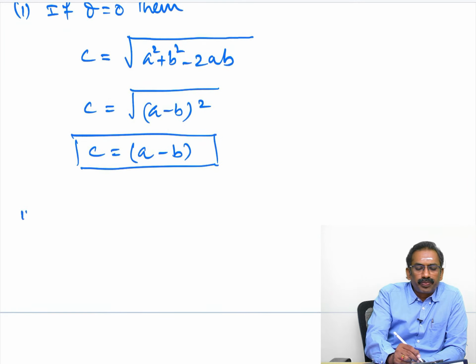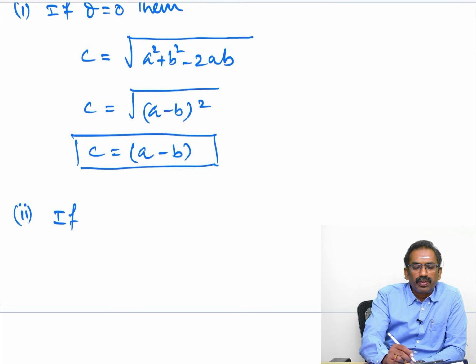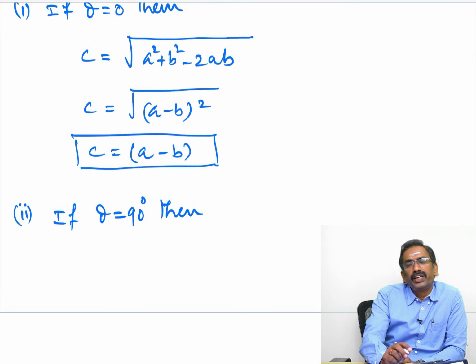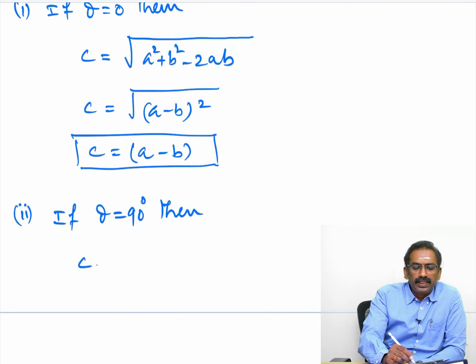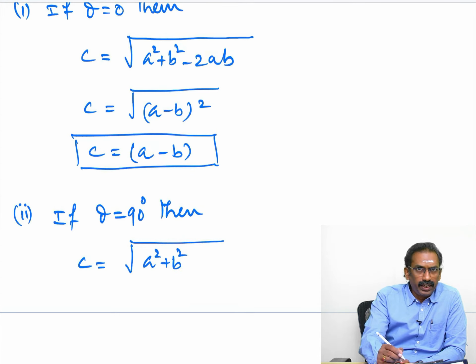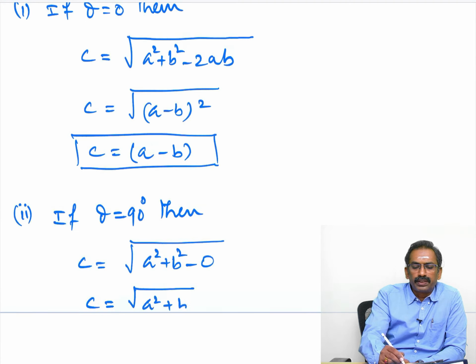Second case, if a vector and b vector act at an angle of 90 degrees, then what is the magnitude of a minus b vector? Then c is equal to square root of a square plus b square minus 2ab cos 90. Cos 90 is 0. Then c is equal to square root of a square plus b square.